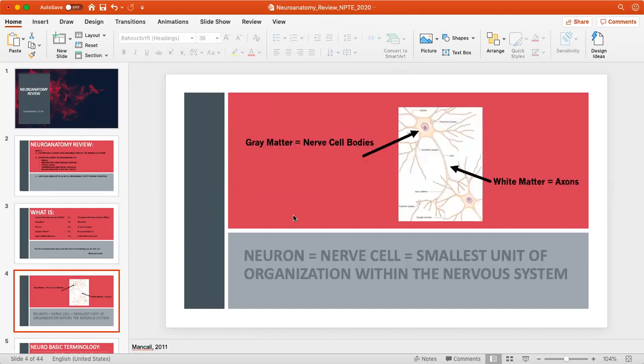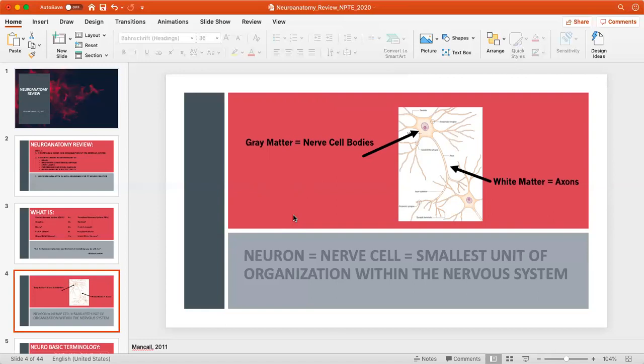Starting off, a simple discussion of the basic unit of the nervous system. The smallest unit of organization within the nervous system is a nerve cell, and this we refer to as a neuron. A neuron has nerve cell bodies, which is going to be the gray matter that we see. And there are also axons, and that's where the signals are going to be transmitted between neurons, and also between the cells that neurons communicate with.